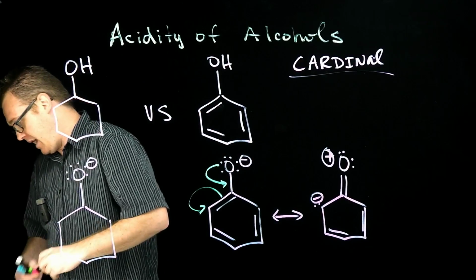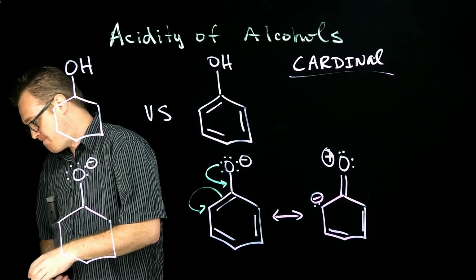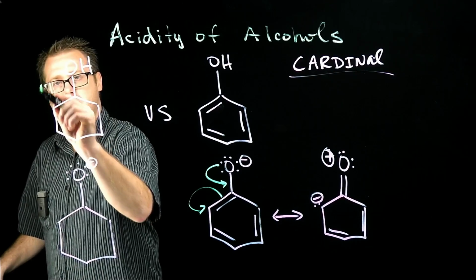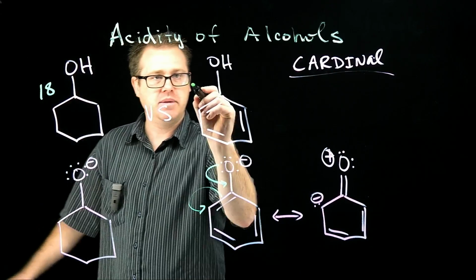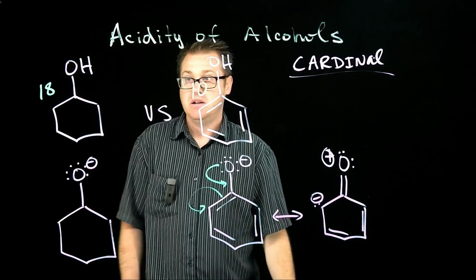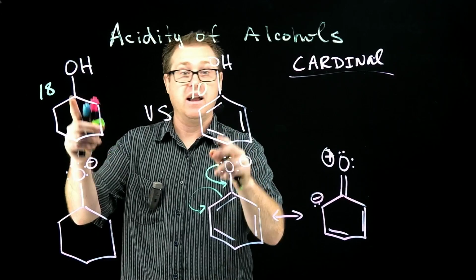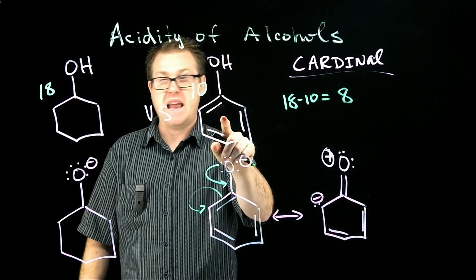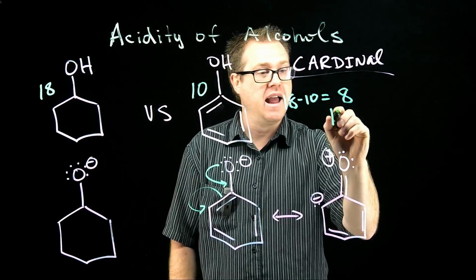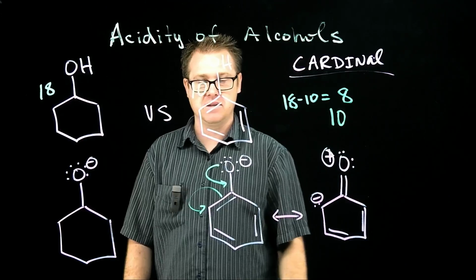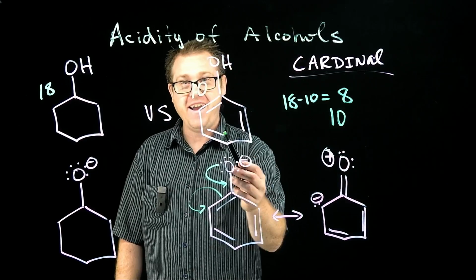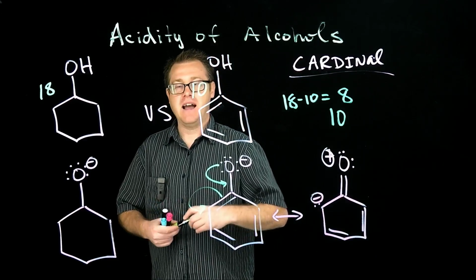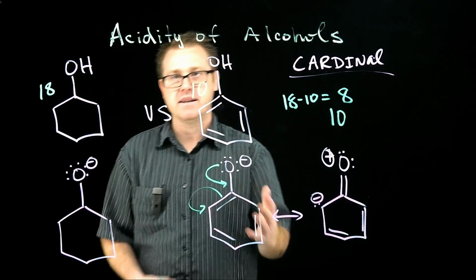And when you compare the pKa's, the pKa of this guy is, let's see, 18. And the phenol has a pKa of 10. That is significant. 18 minus 10 is 8. This isn't 8 times more acidic. It is 10 raised to the 8 times more acidic. And why? Resonance. So that's another key factor that affects acidity of alcohols, resonance structures.